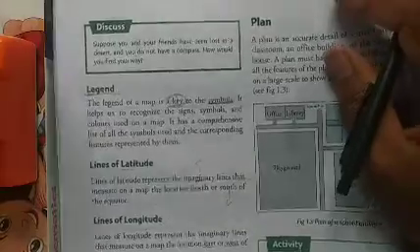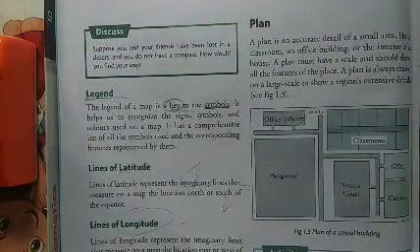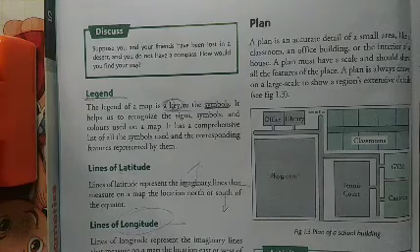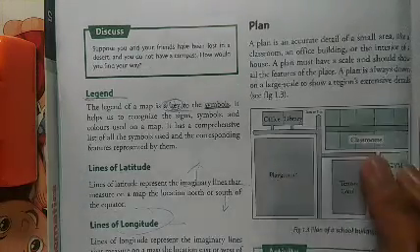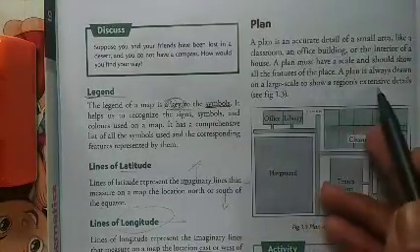Okay, so after that comes a plan. A plan is an accurate detail of a small area like a classroom, office, building, or interior of a house. A plan must have a scale and should show all the features on a scale. A plan is always drawn on a large scale. It shows extensive detail.